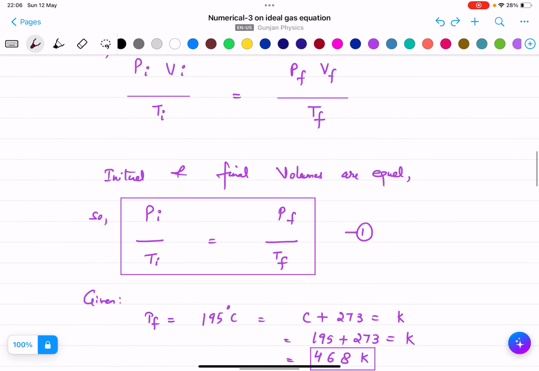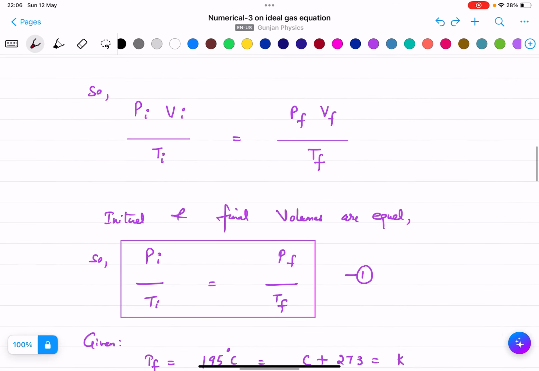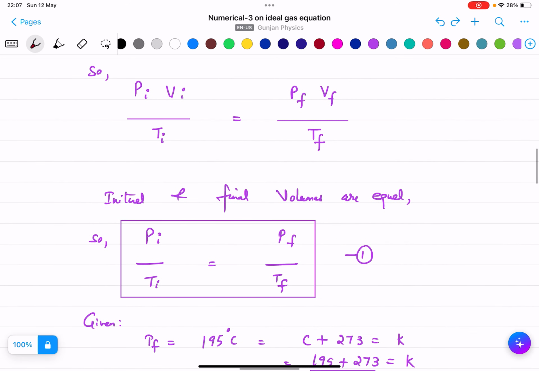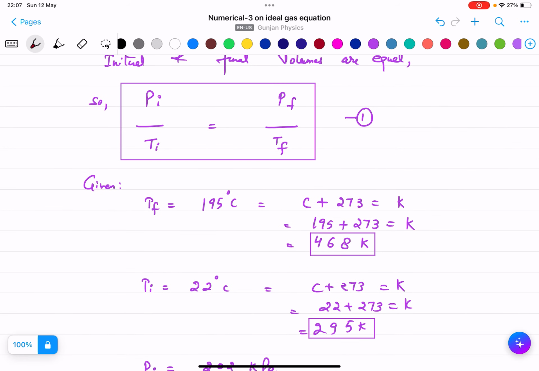Now in this question, the initial and final volumes are equal. So can I write Pi over Ti equals Pf over Tf, right? Because there is no change in volume, right? Vi equals Vf. No change in volume. It is mentioned. Okay. So I can write this equation. So now I will put all the values.